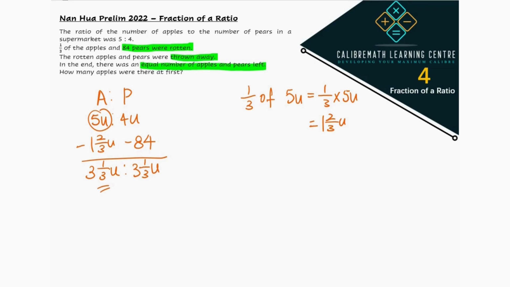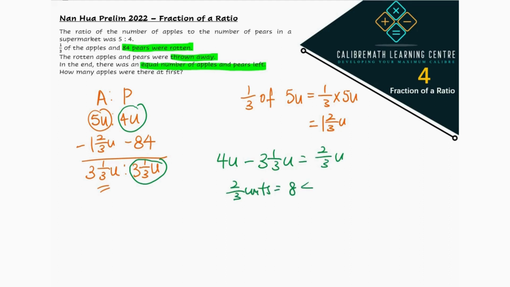If you compare the before ratio of the pears, 4 units, with the ending ratio of the pears, which is 3 1/3 units, you will be able to find out how many units is represented by the 84. So we can use 4 units to take away 3 1/3 units, and that gives us 2/3 units. And 2/3 units is equivalent to that 84 that were thrown away. And you can find your 1 unit by using 84 to divide by 2/3.